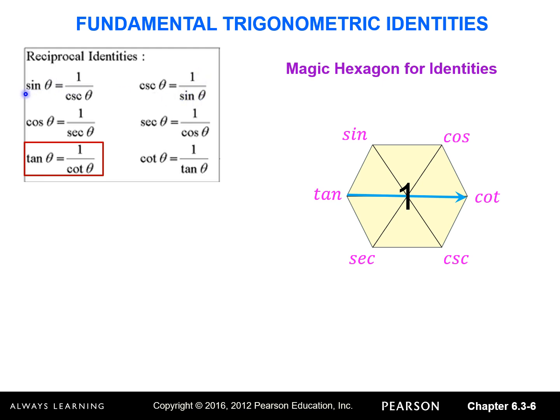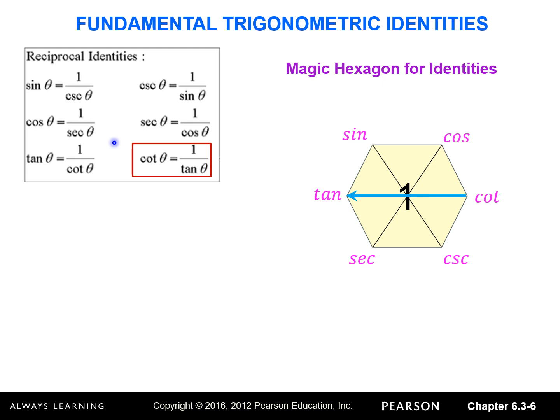So similar to this, sine is equal to 1 over cosecant, then cosecant is 1 over sine. To show this in the magic hexagon, cosecant is 1 divided by sine, so we will have an arrow here. Cosecant is 1 over sine. And then for secant, this is 1 over cosine. And cotangent is 1 divided by tangent. So these are all the reciprocal identities.